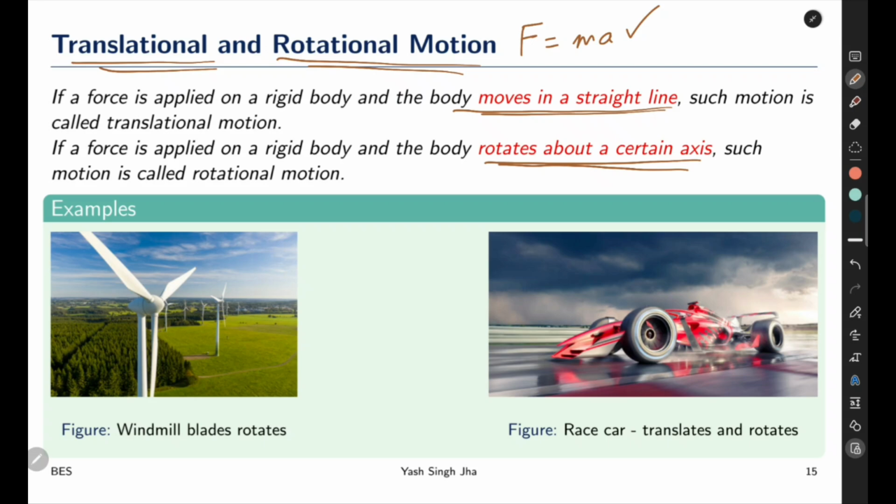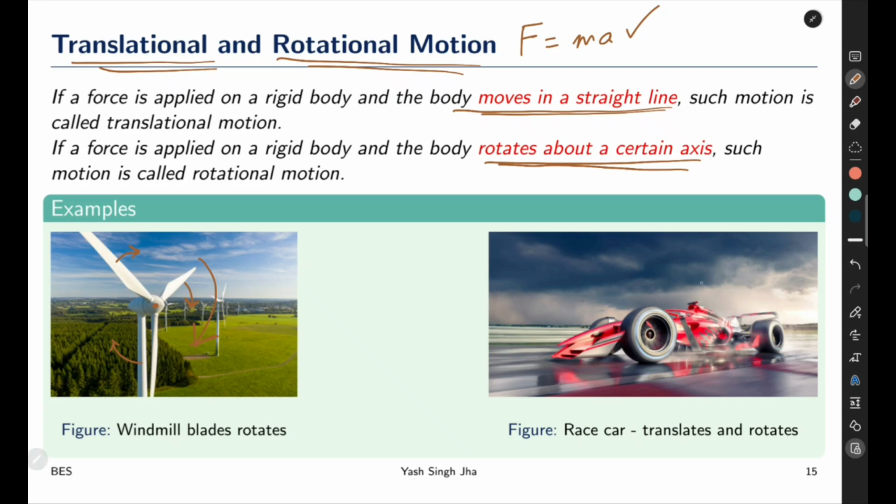The examples are a windmill. Like in a windmill, the blades of a windmill rotate about the center. So the windmill blades are rotating, and it's an example of rotational motion.